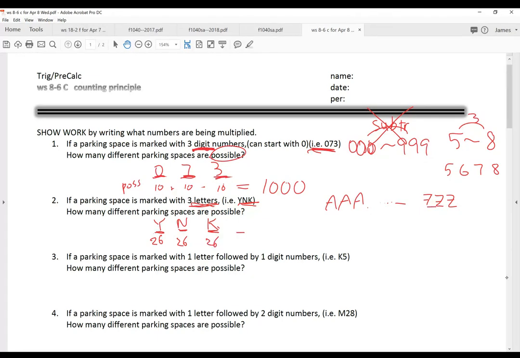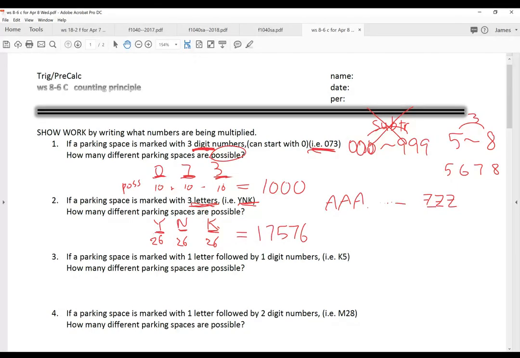So with the letters, you get a lot more than 1,000 possibilities. You get 17,576. That's because for numbers, there are only 10 possibilities to fill each space, but for letters, there are 26 possibilities. So you get a lot more numbers possible.